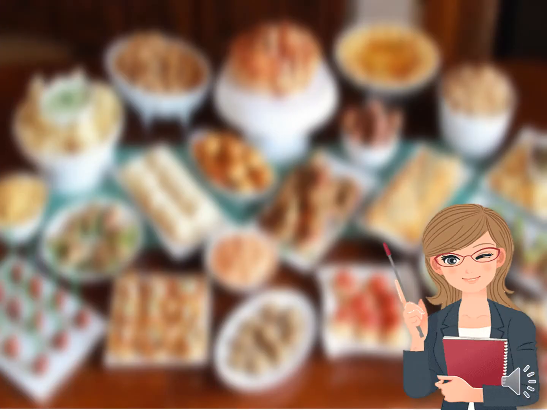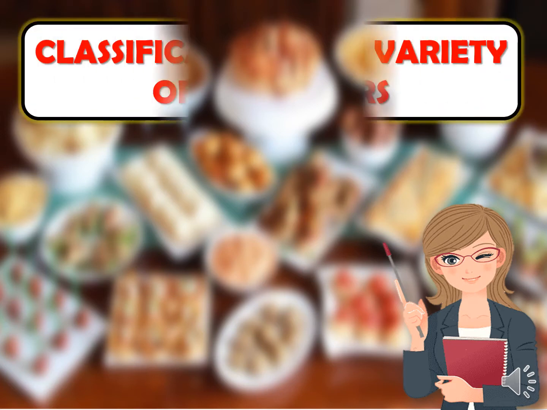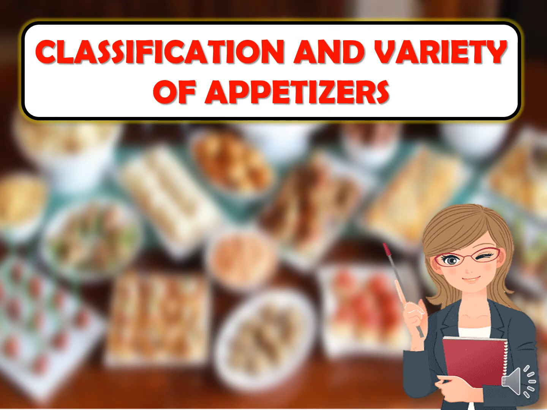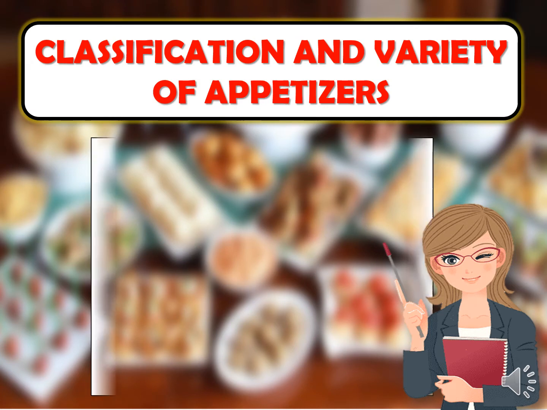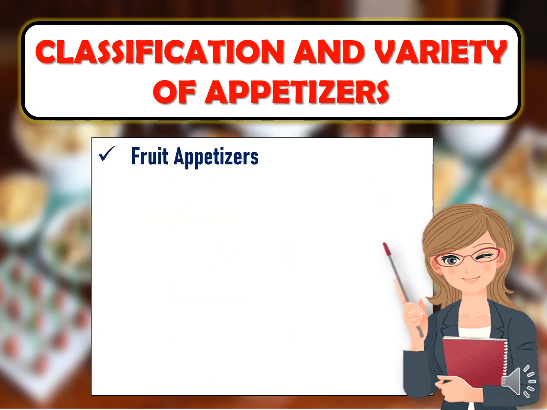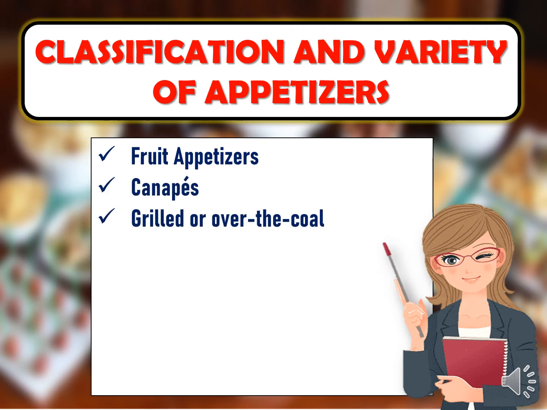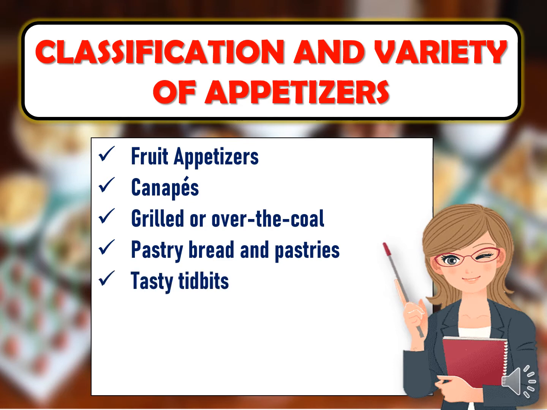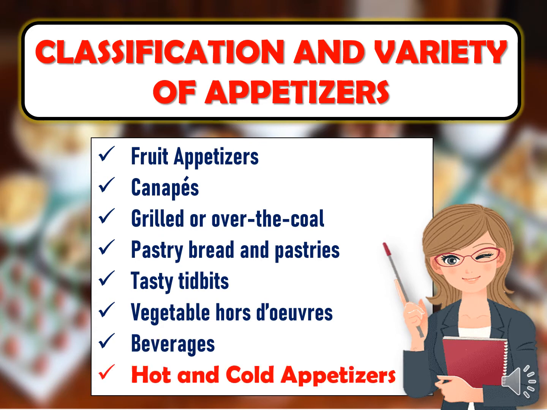Now that we are done discussing the nutritive value and tools used in preparing appetizers, let us now proceed with the classification and variety of appetizers. We have here the following: fruit appetizers, canapé, grilled or over the coal, pastry breads and pastries, tasty tidbits, vegetable hors d'oeuvres, beverages, and they could also be classified as hot and cold appetizers.